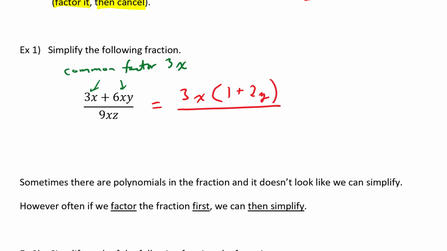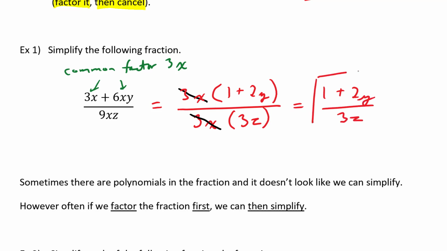On the bottom, I'm also going to pull out a 3x. In doing so, that will leave me with 3z. Now that I have 3x on the top and 3x on the bottom, they cancel each other out. Now that they've canceled out, it leaves me with 1 plus 2y divided by 3z. This is your final answer. Now remember why this cancels out.